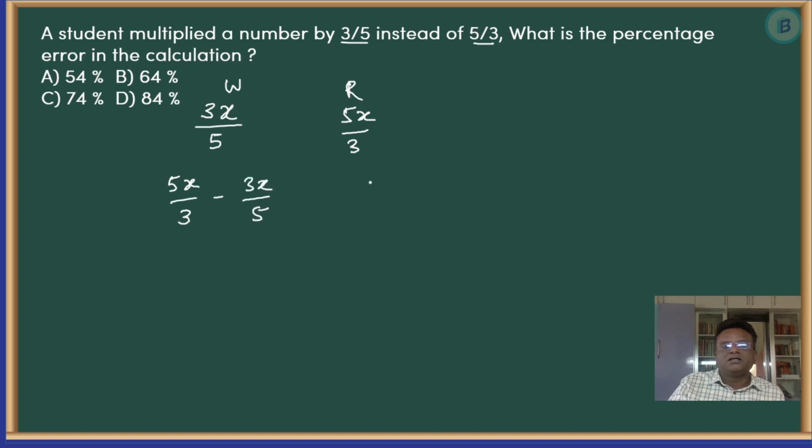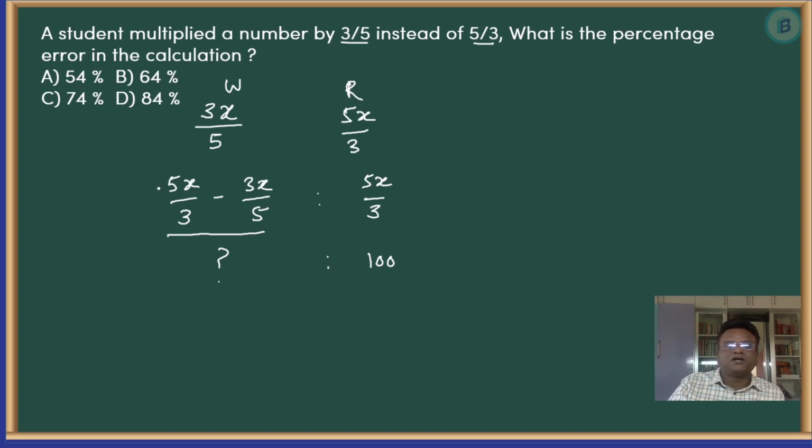Okay, this error is on the base of 5x by 3, because 5x by 3 is the right answer. Okay, so this is the error on this correct value. So what is the percentage of this? Okay, so let me do this.